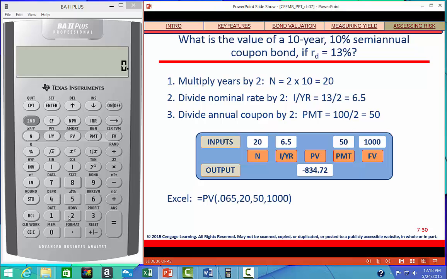And so I can input this over here. 20 is N, 6.5 is I. I'm solving for present value. So 50 is payment, and then $1,000 is the future value, and then I hit compute the price, or the present value, and I get 834.72. So that's the price of this bond today, considering that it is a semi-annual bond.